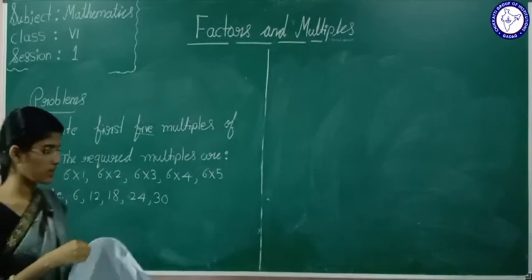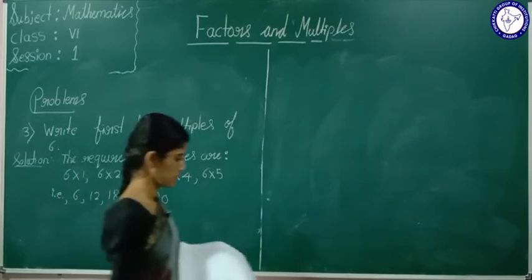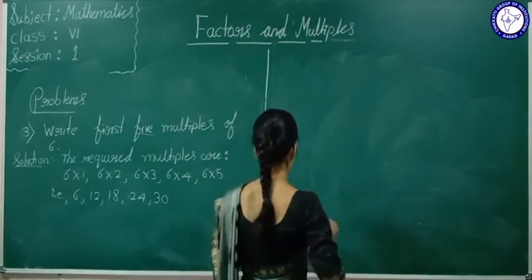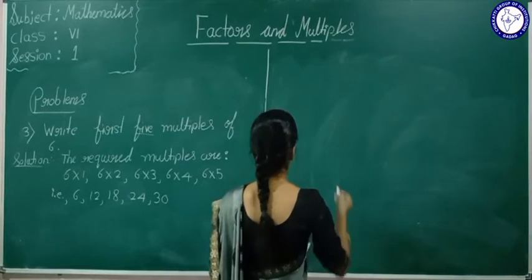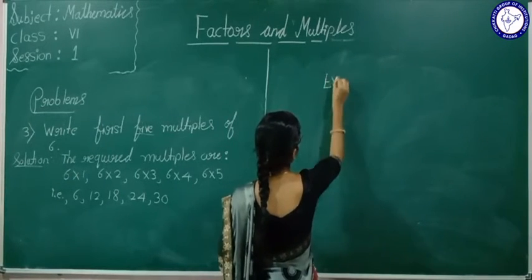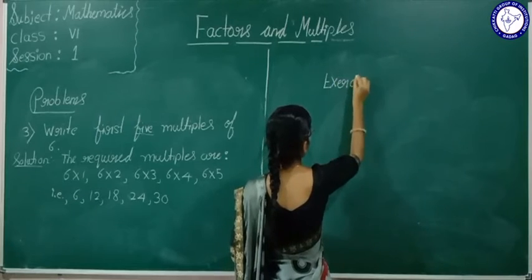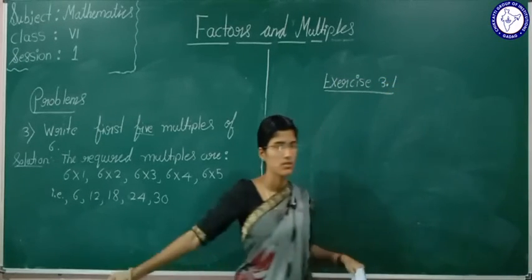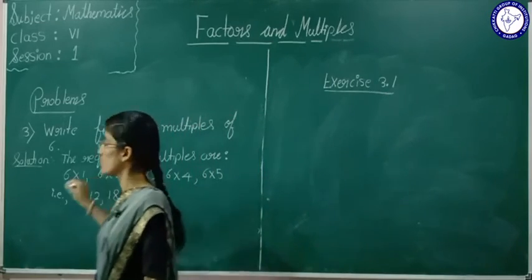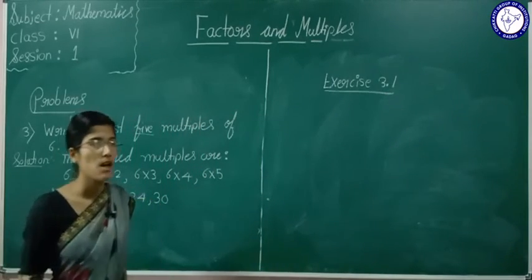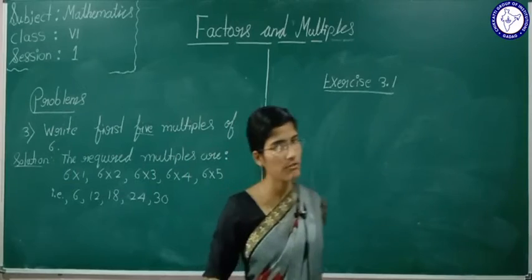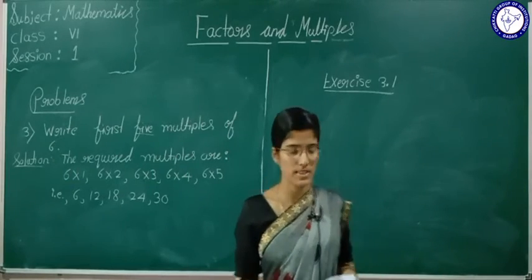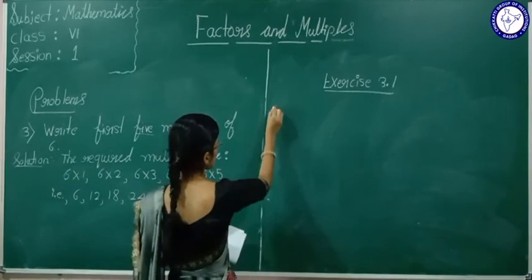So next one, now we will solve exercise 3.1. Now we come to know how to find the multiples and how to find the factors. Now we will solve exercise 3.1 first main.